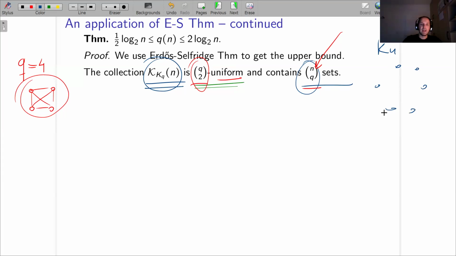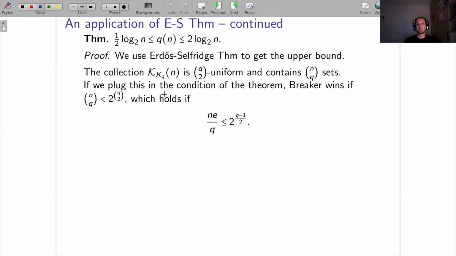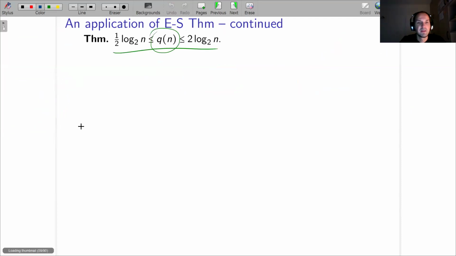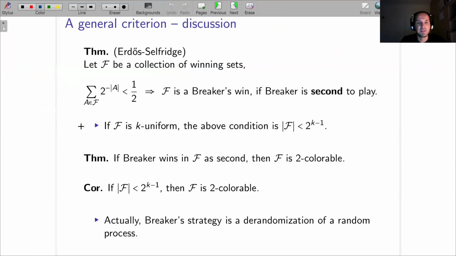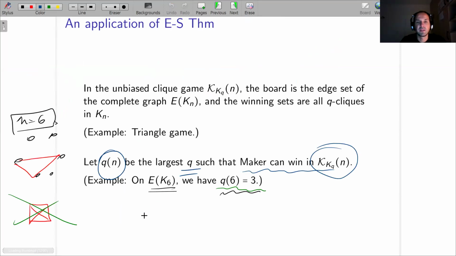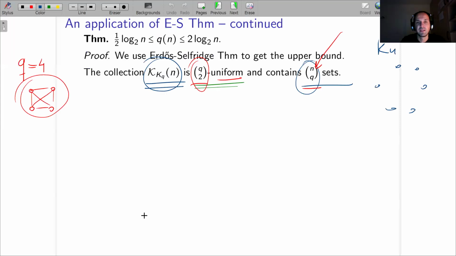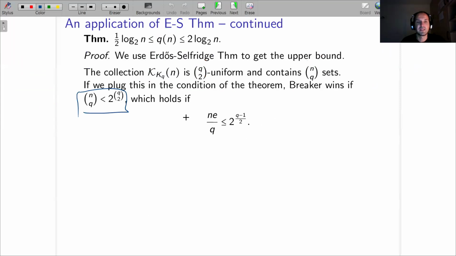Okay. And now we apply the Erdős-Selfridge theorem. So we plug this into the condition. This is the condition. Once more, what was the condition? I'll just go back quickly. Essentially it's here. For example, the size of F is less than or equal to 2 to the k minus 1, or 2 to the k roughly. So we can plug this in.